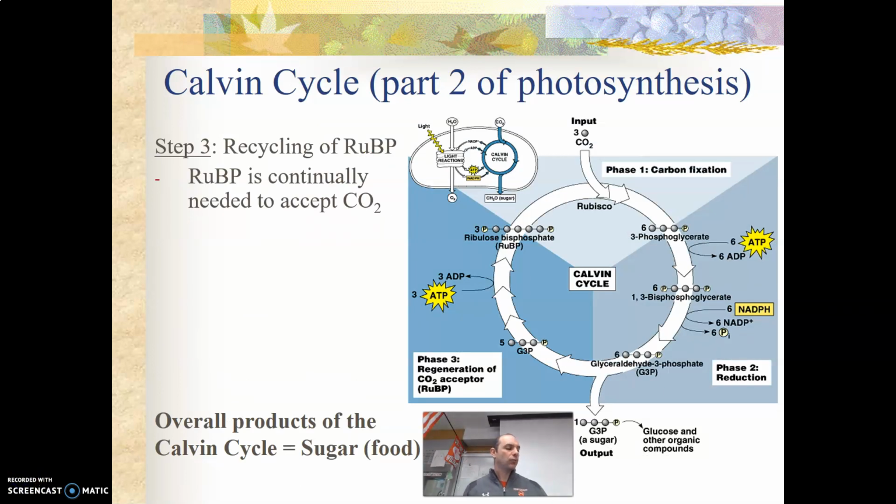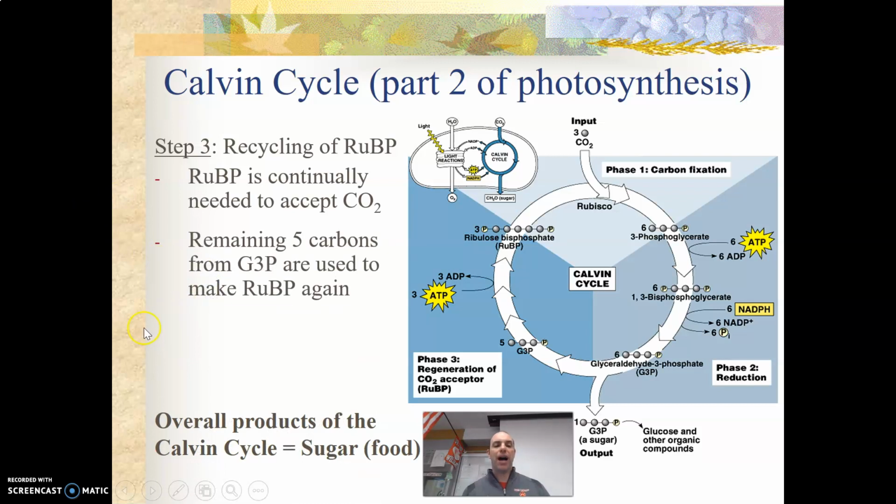All right, so step 3, recycling of RuBP to be used again. RuBP is continually needed to accept carbon dioxide. The remaining 5 carbons from G3P are used to make RuBP again. So your line here says the remaining carbon that does not leave the cycle is used to make RuBP again. Okay? Energy from the light reaction is needed for this to occur. So energy in the form of ATP.